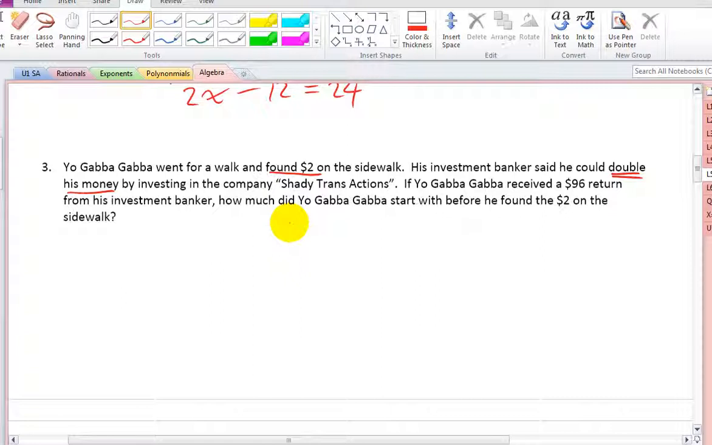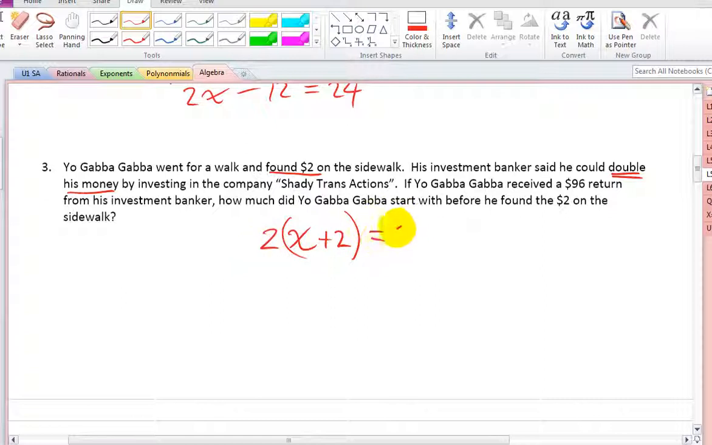I don't think you know. If we don't know it, what should we call it? Oh, there you go. Now, how would you write him finding $2? So then he invested it, and what was supposed to happen? Oh, how would we double that? Brackets are key there, folks. You have to add the $2 to what he has already, then multiply it by 2. Okay, so the brackets are key for that question.